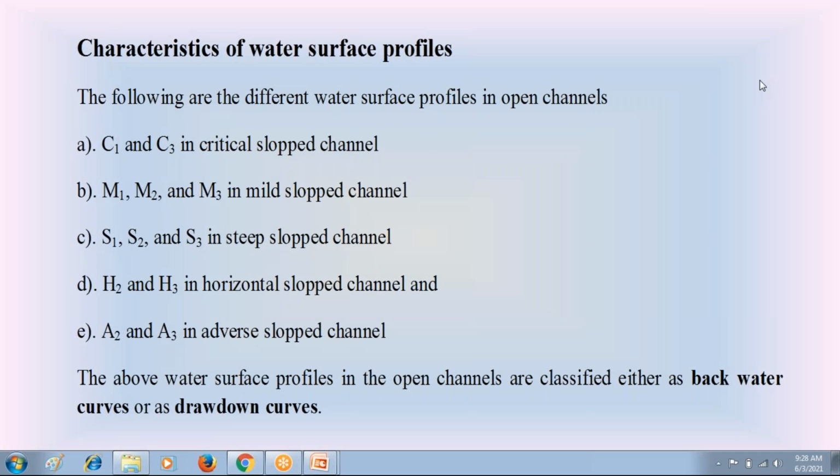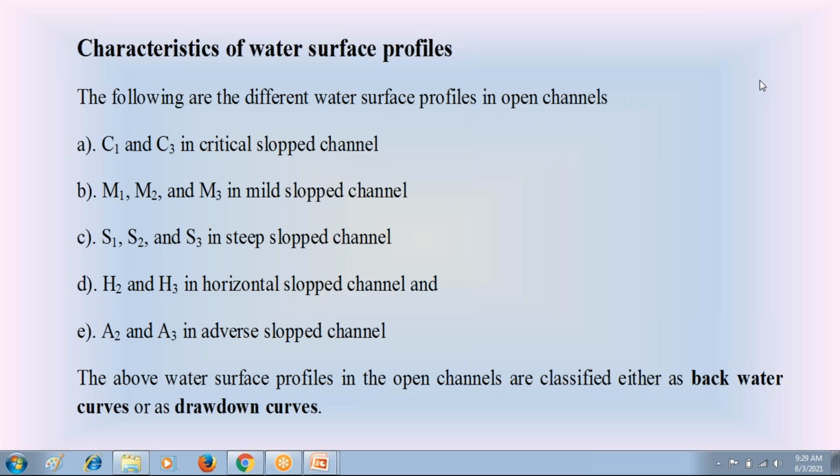Good morning, students. In today's class, we are going to discuss the characteristics of water surface profiles in open channels. Last class I explained that in open channels, depending upon the channel bottom slope and the location of the water surface profile in zone 1, zone 2, zone 3, we have different water surface profiles. For example, in the critical slope channel, we have two water surface profiles indicated as C1 and C3.